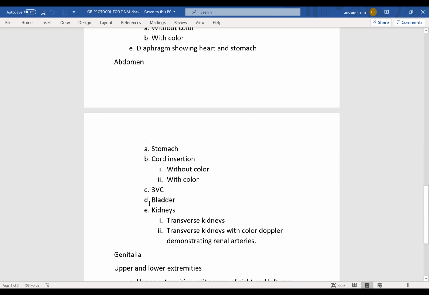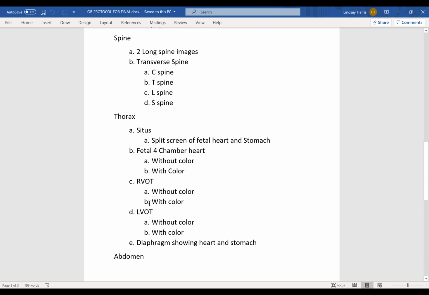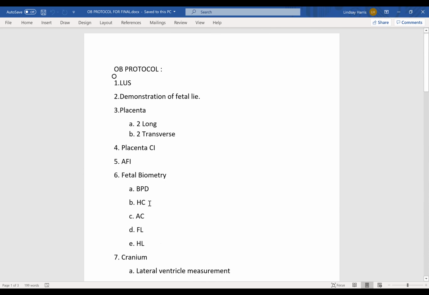So that's just a little protocol that we try to put together. I put this on your Canvas, so you can go ahead and look at this and get familiar with it. All right, thanks.